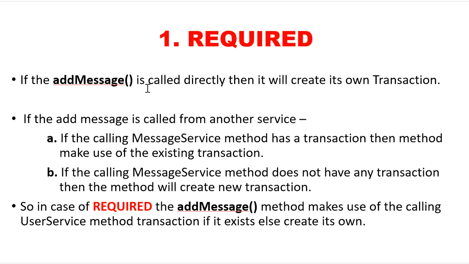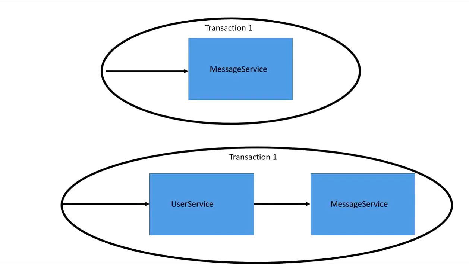If the add message is called directly, then it will create its own transaction. Means if we are using propagation level REQUIRED, then it will create a new transaction if there is no transaction. For example, we are calling the message service method. Inside message service we have created one method, that is add message, and we are calling this method, and we are using propagation level REQUIRED. Then it will create a new transaction for this request.